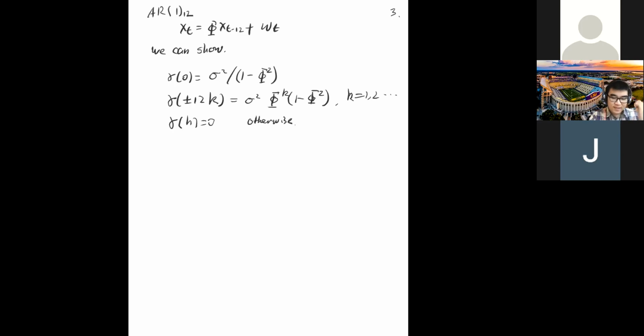So that's why you see that for an AR(1) seasonal model, the ACF plot tails off at lags k times s, because only lag k times s has non-zero autocovariance. For all other lags, it has 0 covariance. So that's why we say this tails off pattern at every lag k times s. Okay.